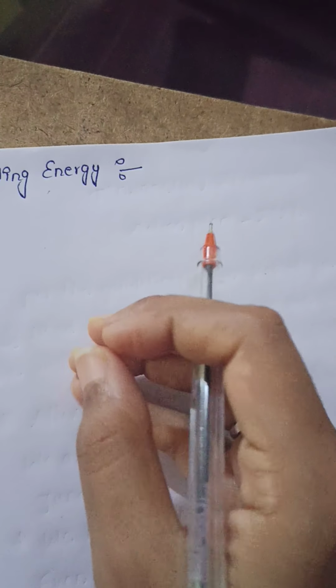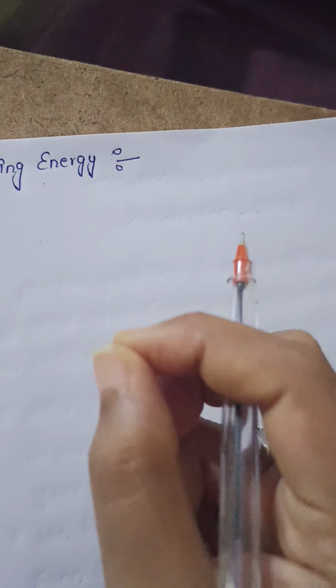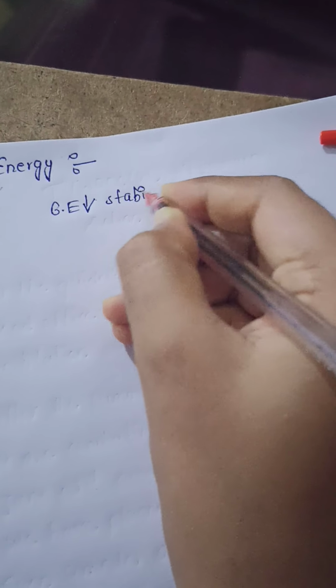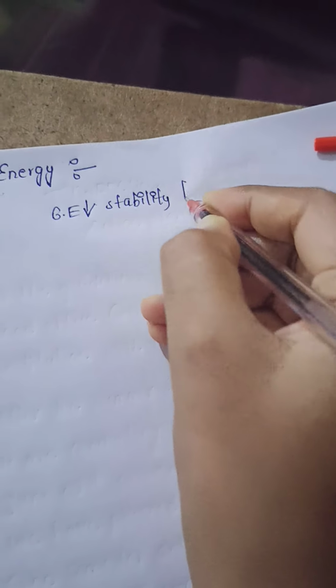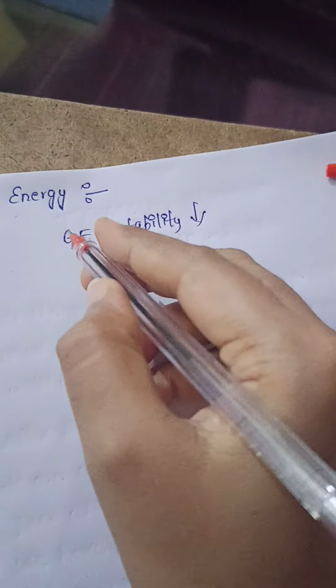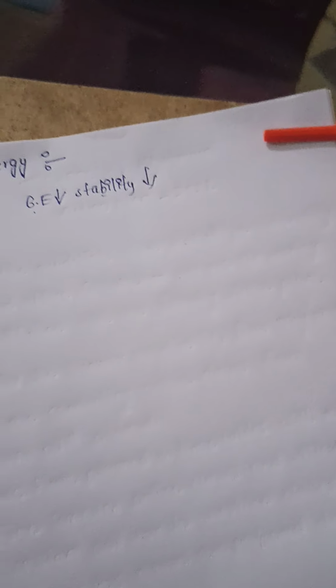So in this case, what does the binding energy determine? The binding energy gives the stability of the nucleus. For example, if the binding energy is less, then the stability of the nucleus is also less. Binding energy less, stability less. Binding energy more, stability more. So this is what we have about binding energy.